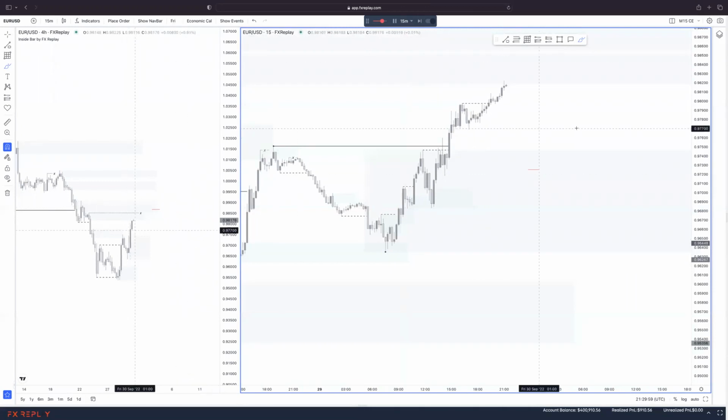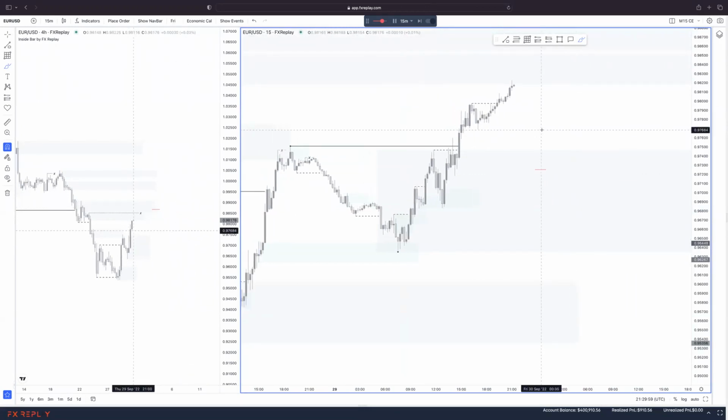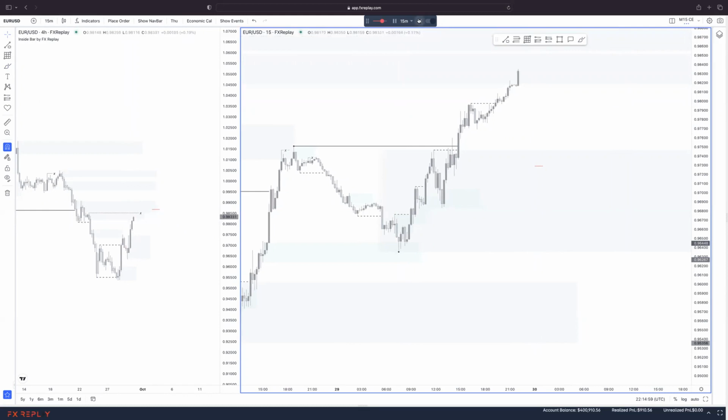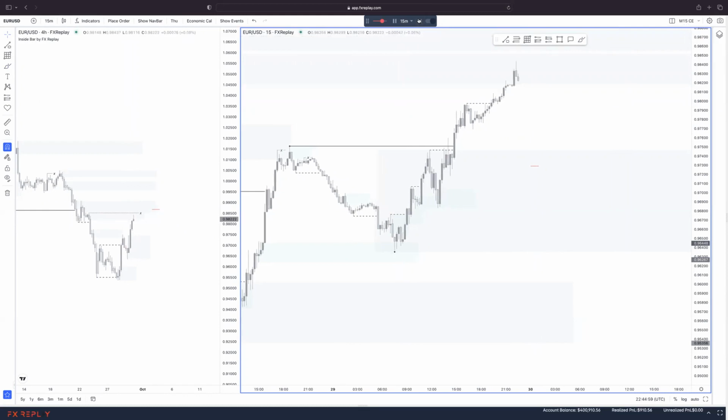So now we've come into the 4 hour supply. So it's possible this could be the catalyst for the M15 swing pullback. So obviously at this point, you're looking for signs of bearish intent on the M15. So let's see what happens. Keep pushing up.